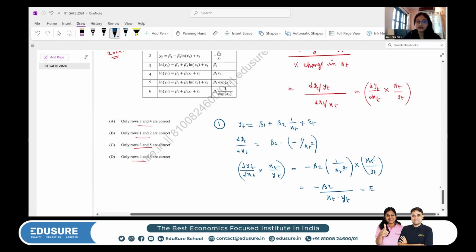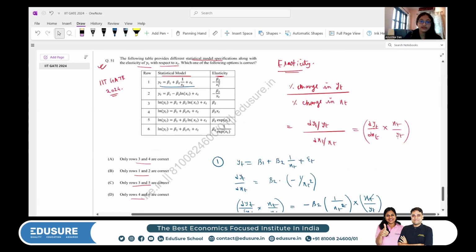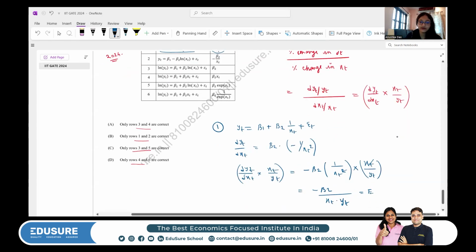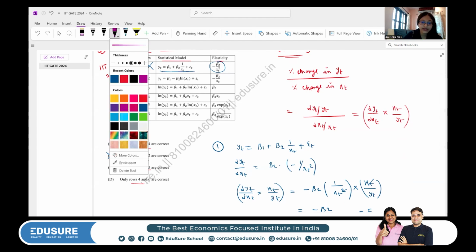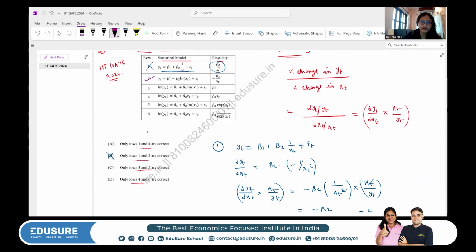Now let's go back to the question and see what is given to you. It is minus beta 2 upon XT square. Is this correct? It is not, right? We have just found out it is minus beta 2 upon XT into YT. So the elasticity that is given for model 1 is incorrect. So you can eliminate this option because rows 1 and 2 are correct is not true. Okay. Now let us see the second model.